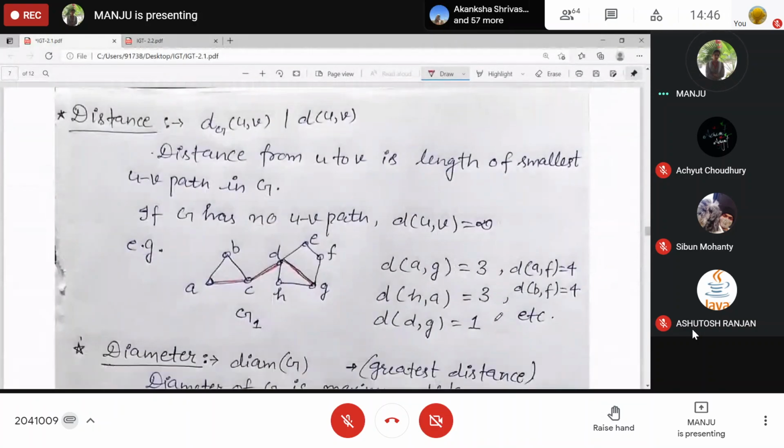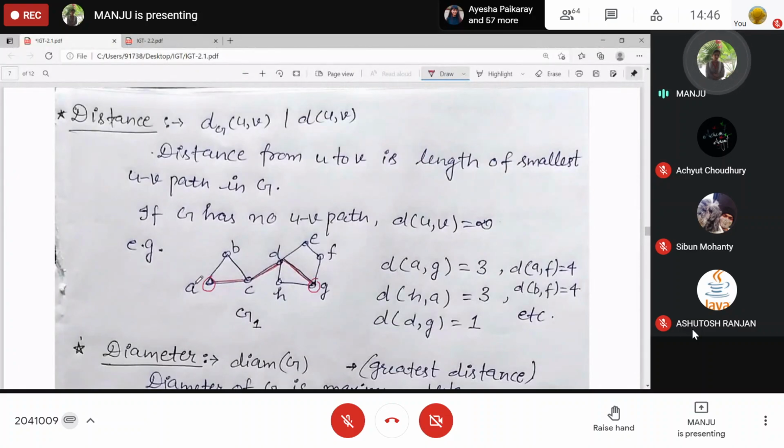Now, distance in trees, distance between any two points. So if I ask you, how many paths do you know from A to G? Distance in the graph actually. In a tree also you can find it. You have exactly one path. So in a tree there will be exactly one distance. Okay.